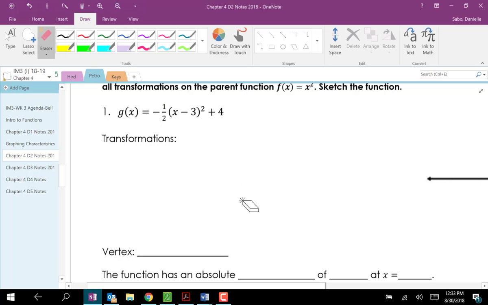Okay, so it's going to ask you for the transformations. It's going to ask you for the vertex because we're in vertex form, and it's going to ask you to sketch the function. So let's start with the transformations. You start off with x squared, and I need to find out what is transformed. This negative means something. The 1/2 means something. The 3 means something. And the 4 means something. I have 4 transformations.